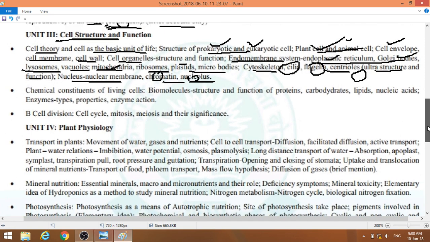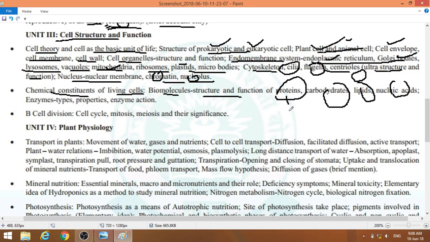Now another part is the chemical constituents of living cells. This is biomolecules, structure and function of protein, carbohydrate, lipid, nucleic acid. For proteins you have studied amino acids. There's a carbon, carboxylic group, then an amino group, H and R is a side chain. This is the basic amino acid backbone structure. You have to study the amino acids, then simple and complex proteins.